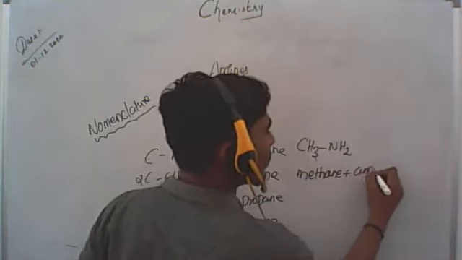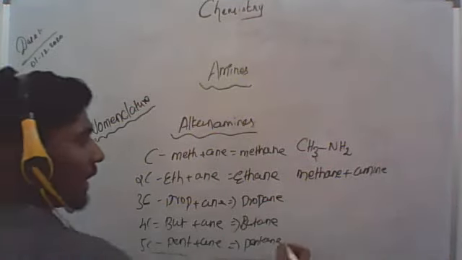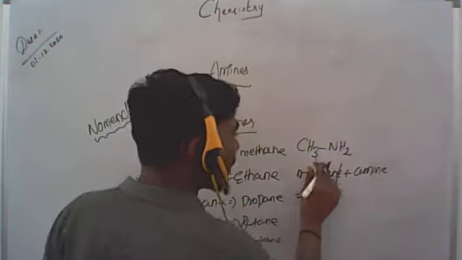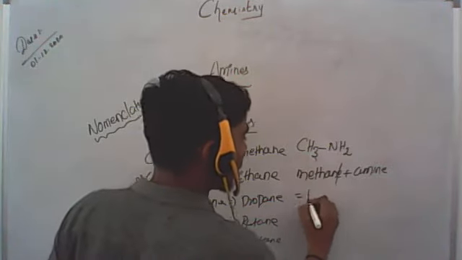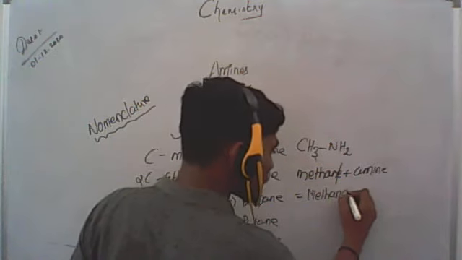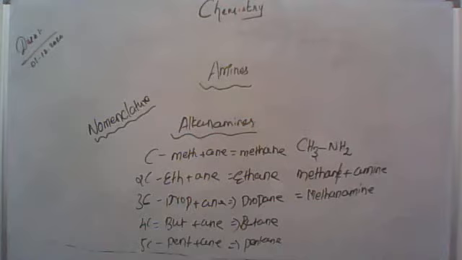plus amine. So according to the IUPAC rule, we have to cancel out the E. Okay, the last E of methane we strike out, and join the remaining name. So this is the IUPAC name for this compound. It's known as methanamine. Okay, methanamine is the IUPAC name for this compound, and this is a primary amine.